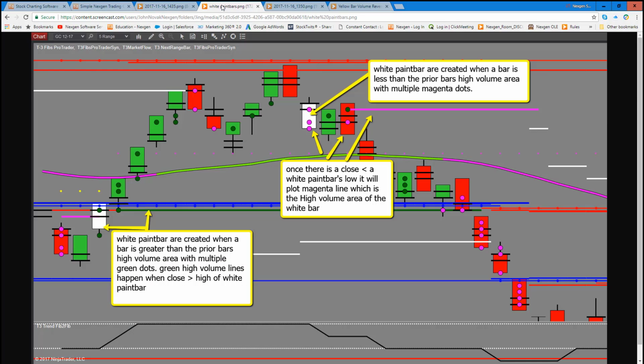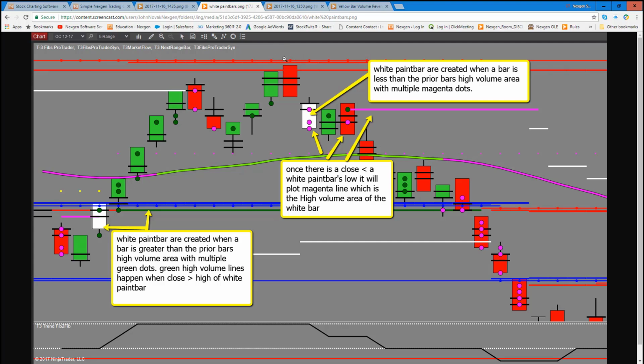Now, one of the other paint bars that you're going to see is a white paint bar with multiple dots. Green dots represent more buyers in a bar at a particular price. Magenta dots represent more sellers at a particular price. And the white paint bars are used to denote a volume breakout to the upside. So you can see right here where we have the white paint bar, we have more volume going up and breaking out from prior bars. So it's just a warning that potentially the market could go up.